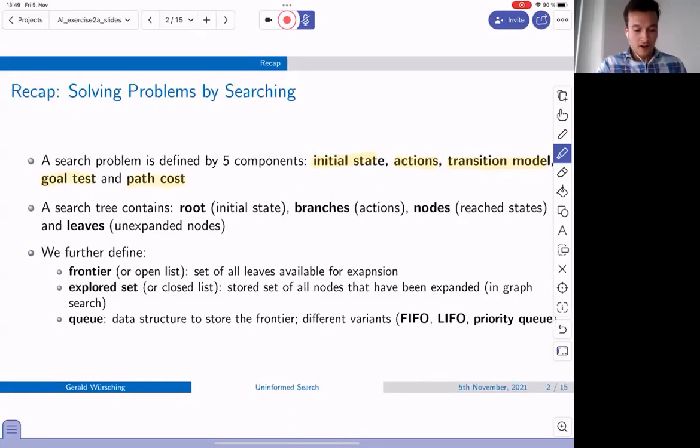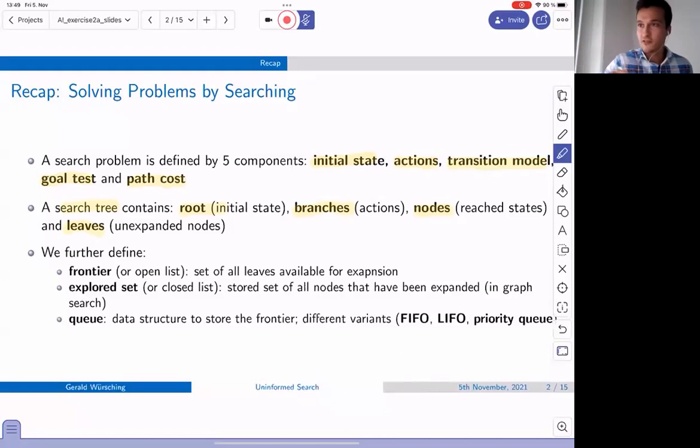Now, a search tree. Once we run a search algorithm, we obtain a search tree. And it basically contains 4 major components that are important. We have some kind of root, which is the initial state. We have branches, which correspond to the actions. We have nodes, which represent the states that we've reached already. And we have so-called leaves, which correspond to unexpanded nodes.